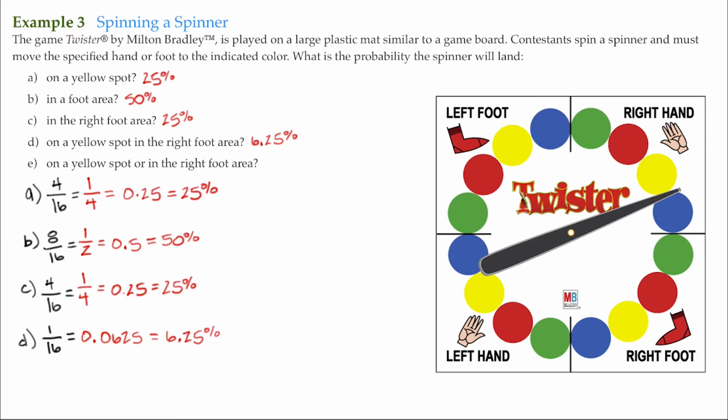And finally, for E, it says on a yellow spot or in a right foot area. So here's a yellow spot here, here, here, and here. So of course that's 4 out of 16, but it's on a yellow spot or in the right foot area. So we have 1, 2, 3, 4, 5, 6, and 7. I wouldn't be counting the yellow spot in the right foot area again, since I already counted it the first time, I don't want to double count. So that's 7 out of 16.